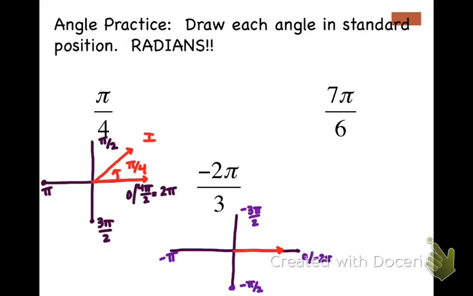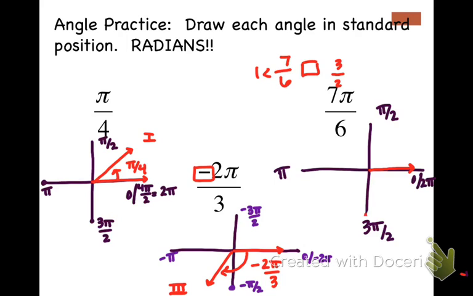And so since 2/3 is bigger than 1/2 but smaller than 1, we're going to be down here in this third quadrant, dealing with the negatives. So I'm going to fit in between the negative pi over 2 and the negative pi. And that 3 over 2 can easily become something over 6 by multiplying both top and bottom by 3.